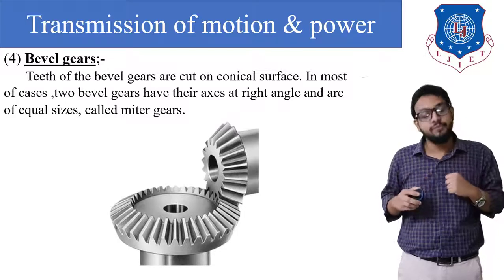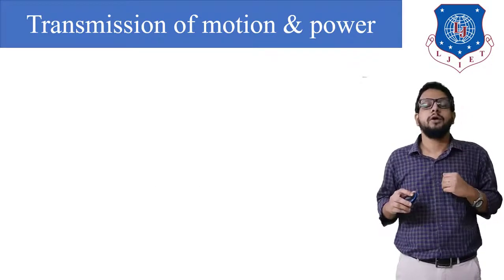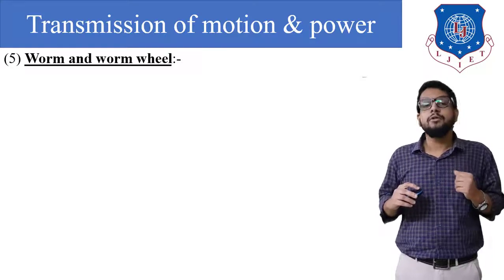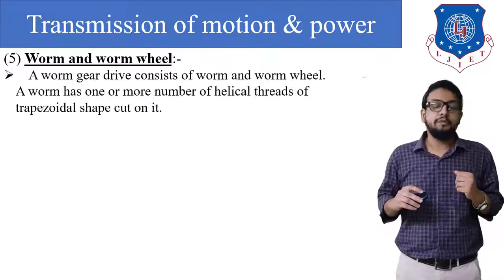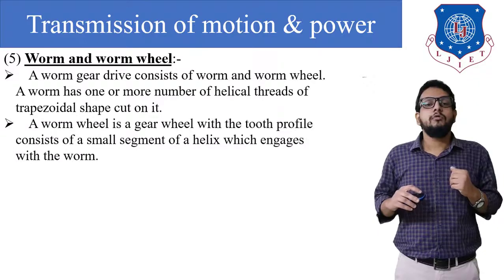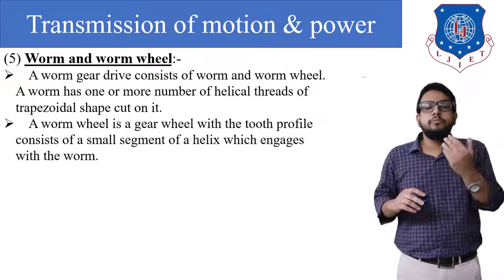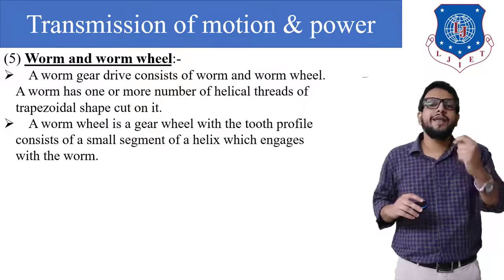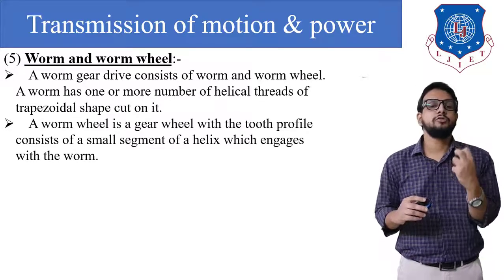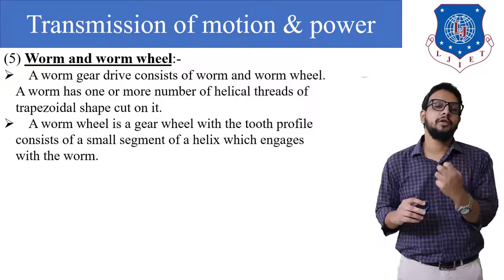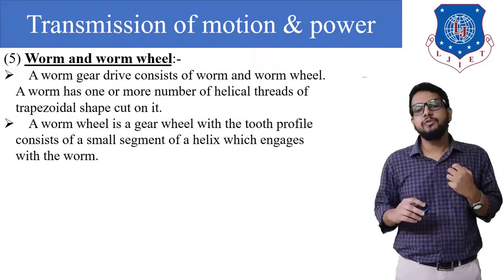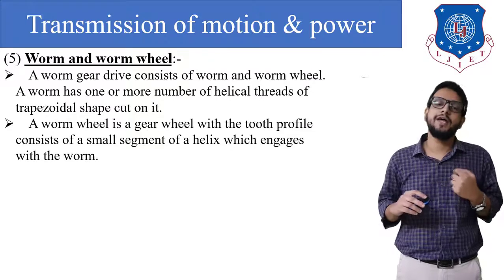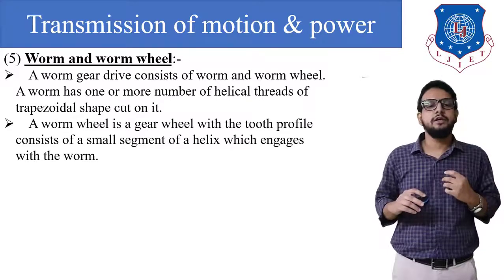to the driving shaft. Now let's see the next type of gear, that is called a worm and worm wheel. Now a worm gear drive consists of a worm and a worm wheel. A worm has one or more helical threads of a trapezoidal shape cut on it. A worm wheel is a gear wheel with a tooth profile consisting of a small segment of a helix which engages with the worm.